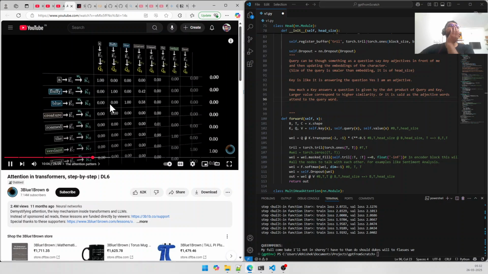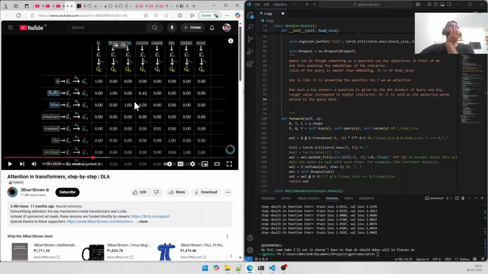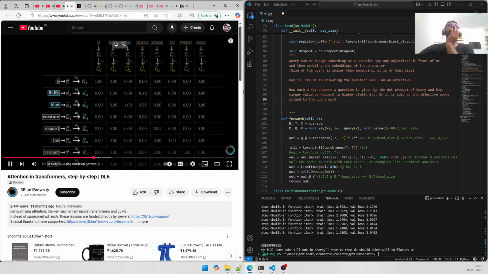At this point, you're safe to think about each column as giving weights according to how relevant the word on the left is to the corresponding value at the top.